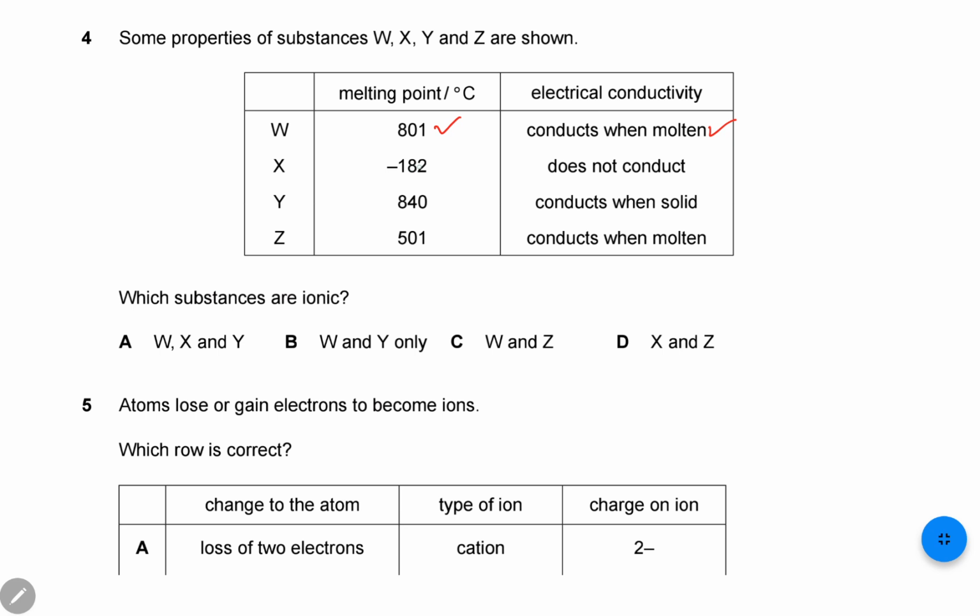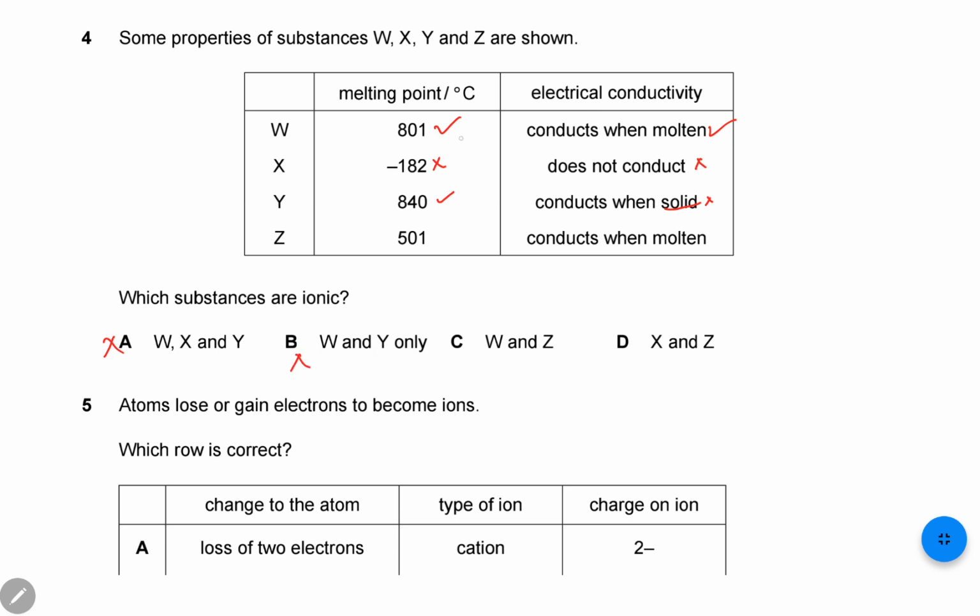X has the melting point too low, and this one is also out. Y, the temperature is fine, but the conducting when in solid is wrong, so that one is out. They only conduct electricity when they are in molten state. So this makes A out. Let's go to B. W is fine, Y is not. So this one is also out.